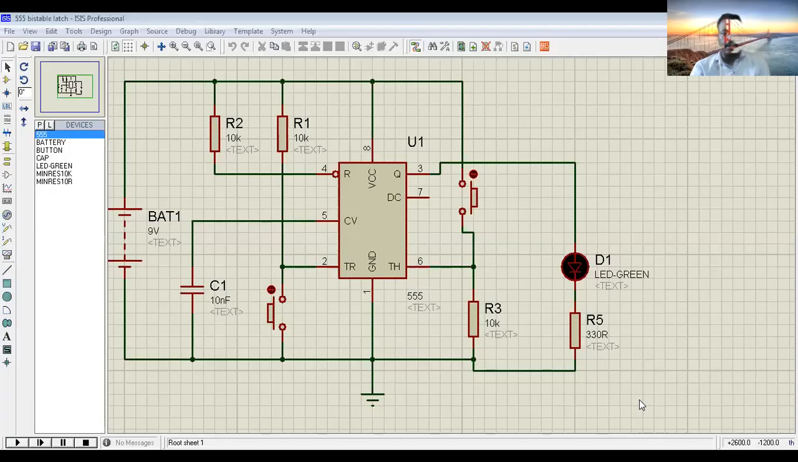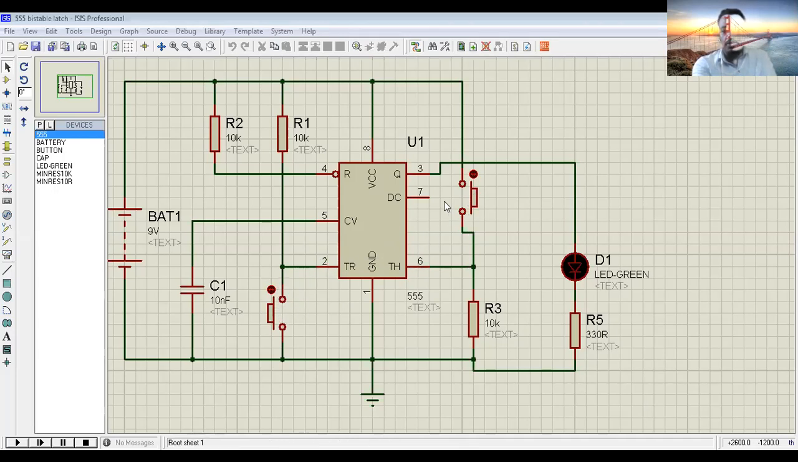Let's see this example. You can construct this on your Tina software. This is our 555 timer IC. As you can see here, pin number 2 is one input, right? What type of input? Trigger input. So I connect my input device here, a switch, to pin number 2. Another input is TH here. TH means threshold, pin number 6, which is also connected to one switch here.